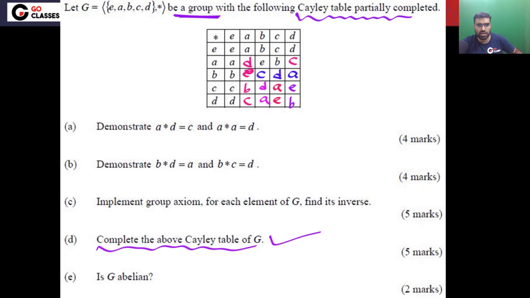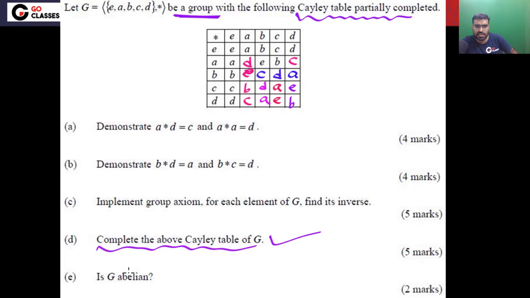So you can see here, is this table symmetric? The first row is E, A, B, C, D. This is the same as the first column. Let's see the second row: A, D, E, B, C. Is this the same as the second column? Yes. Next, the third row, B, E, C, D, A. Is that the same as the third column? Yes. Fourth row, C, B, D, A, E. Is this the same as the fourth column? Yes. Next, the fifth row should be the same as the fifth column. Are they the same? D, C, A, E, B. Yes.